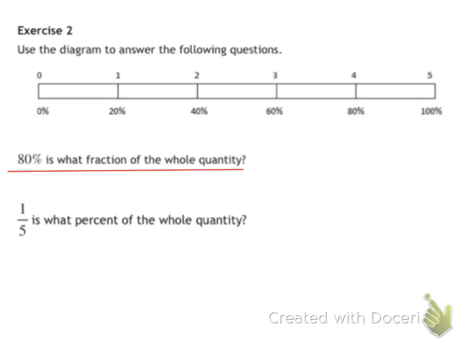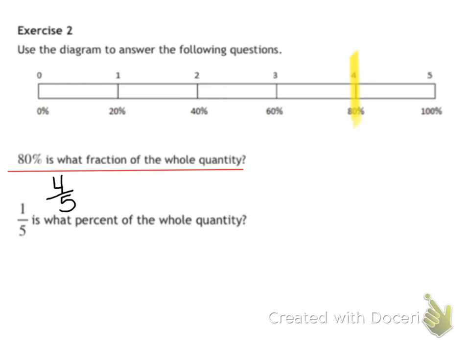Okay, exercise 2. Use a diagram to answer the following questions. So you're given this diagram. As you can see, the top increases by ones. The bottom increases by 20%. 80% is what fraction of the whole quantity? So I just need to find 80%. And I can clearly see that 80% is 4. See right there? But it's 4 out of 5. So I would write it as 4/5. 80% is 4/5 of the whole quantity.